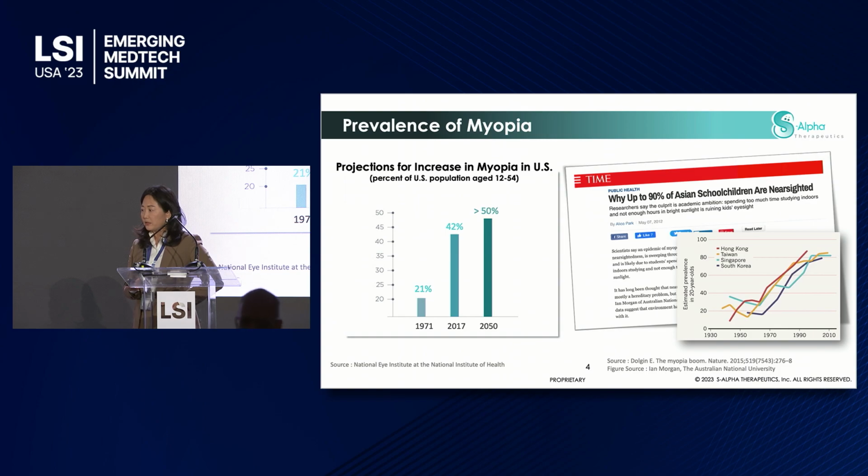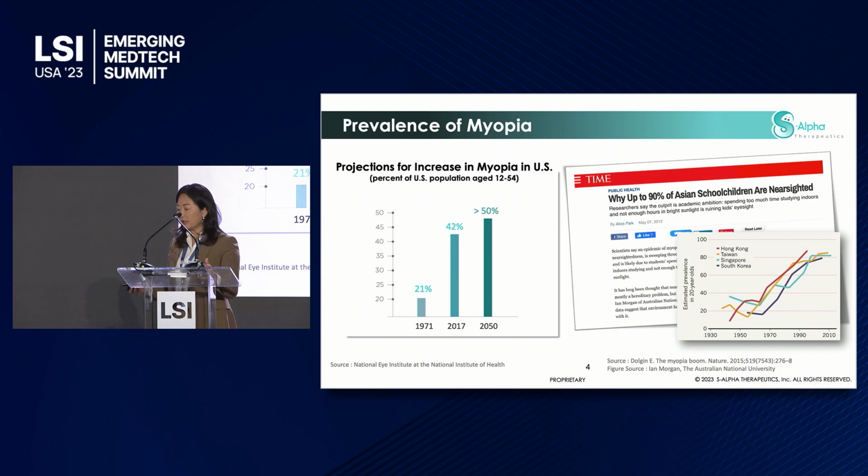Currently, the prevalence of myopia in the United States, reported in 2014, was that about 40% of people aged 12 to 54 had myopia. This trend is expected to grow upward, and by the year 2050, more than half of the US population in this age group will have myopia.